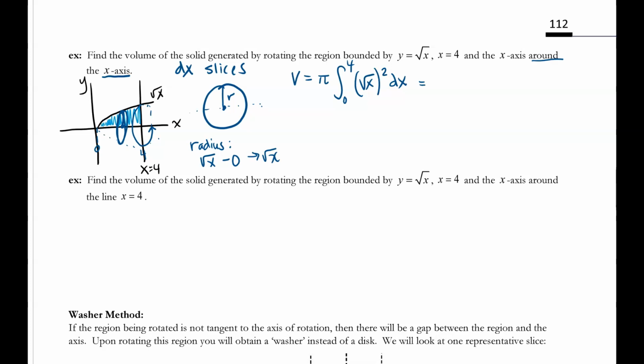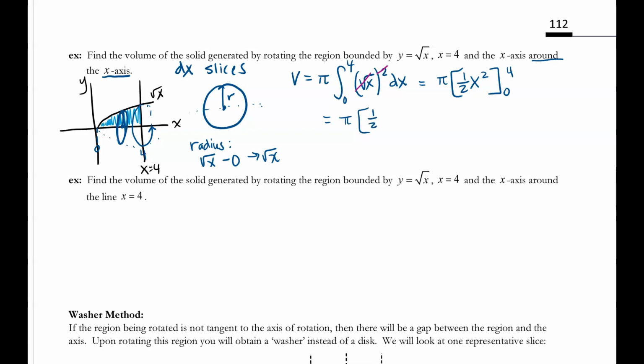All right, so I'm going to keep the pi out in front, and luckily the square root of x squared is just x. So we could jump straight into the antiderivative. The antiderivative of x is just 1/2 x squared, and we're going to evaluate that from 0 to 4. So I'm going to keep pi out in front.